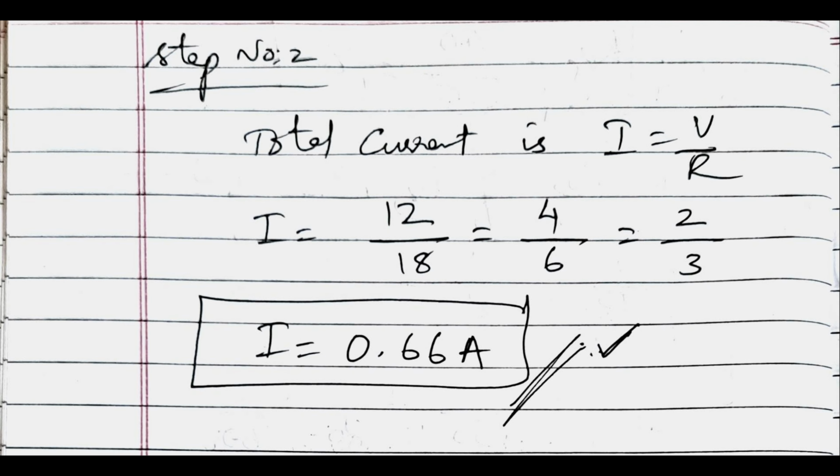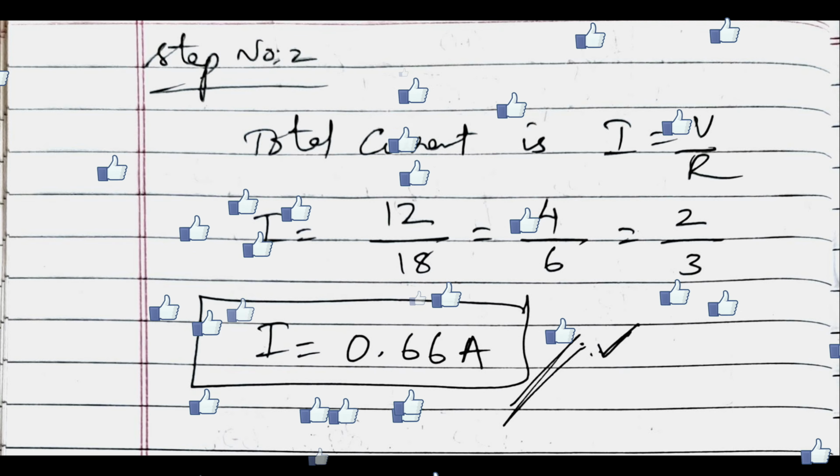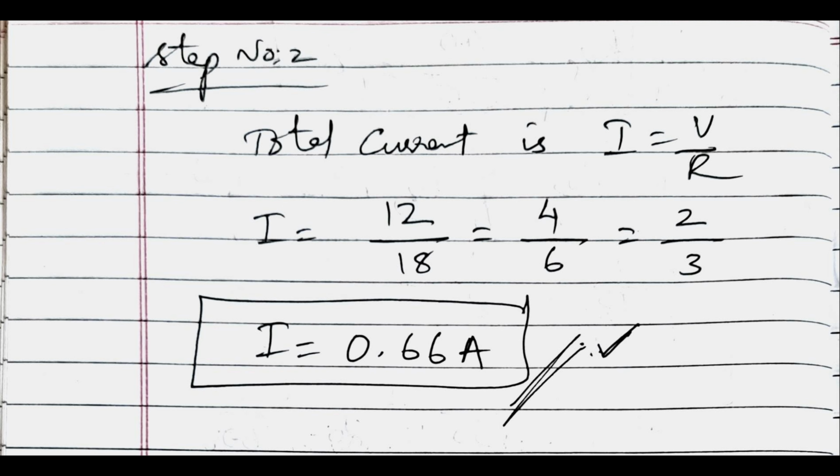The second step will be finding out the total current. The total current formula is I equal to V by R, and V is given in the circuit as 12 volts. That's the potential difference, and we have found out the total resistance, that is 18 ohms. Substitute in the problem. So I equal to 12 by 18, we get an answer of 2 by 3, that is I equal to 0.66 ampere.